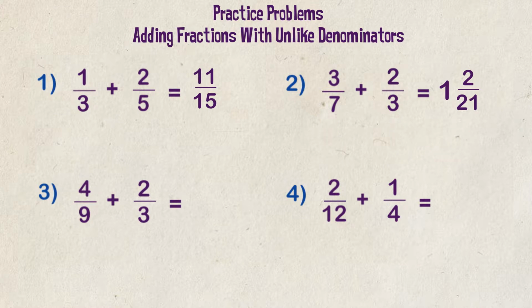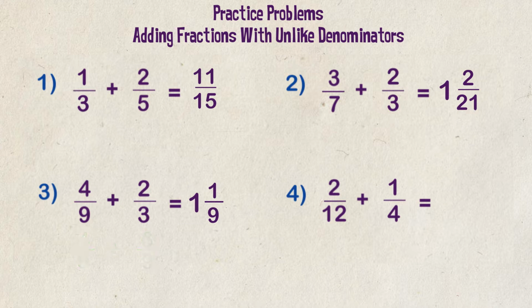Example 3. Add 4/9 plus 2/3. We can see that 9 would be the best common denominator for these fractions because it's a multiple of both 9 and 3. So the first fraction stays the same. We convert our second fraction to an equivalent by multiplying the numerator and denominator by 3. Our second fraction turns into 6/9. We add 4 plus 6 and we get 10/9, which is equal to 1 and 1/9.